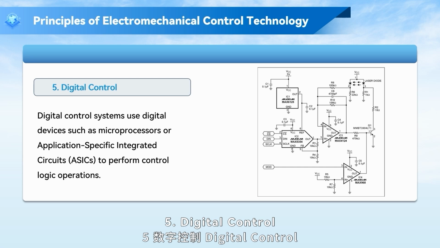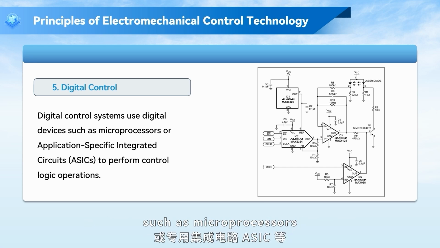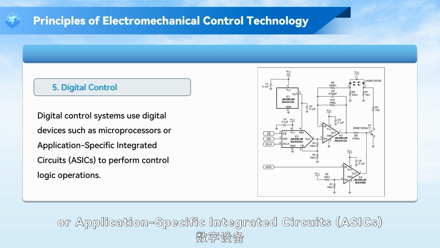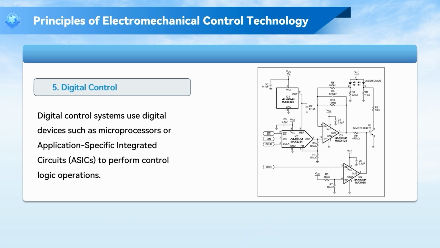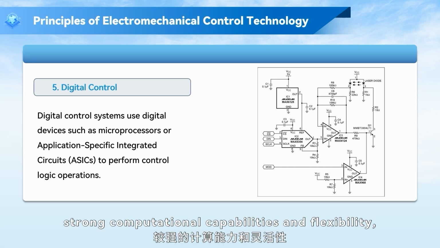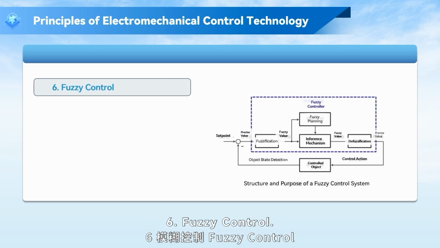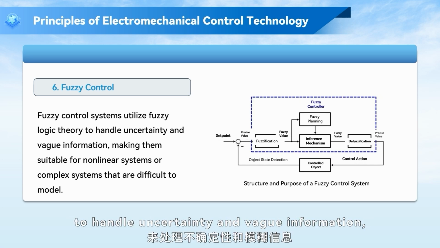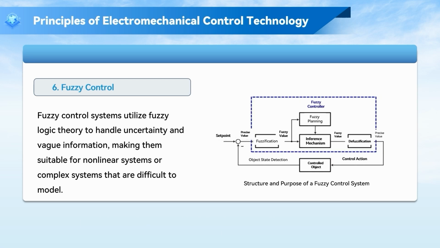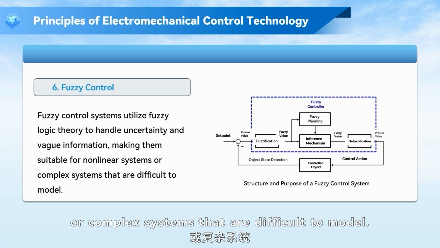5. Digital control. Digital control systems use digital devices such as microprocessors or application-specific integrated circuits, ASICs, to perform control logic operations. These systems typically have strong computational capabilities and flexibility, allowing them to implement complex control algorithms. 6. Fuzzy control. Fuzzy control systems utilize fuzzy logic theory to handle uncertainty and vague information, making them suitable for nonlinear systems or complex systems that are difficult to model.